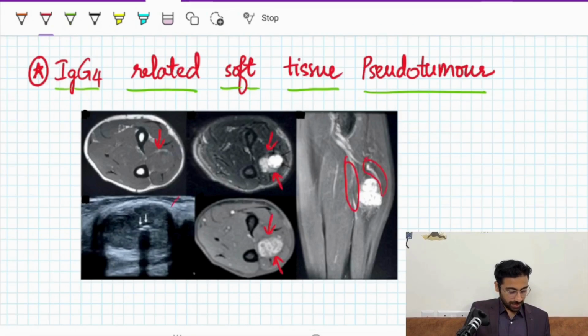Also, I was very interested in this case and I ended up doing an ultrasound. While doing an ultrasound, I saw that there was an intramuscular lesion. It showed calcification, as you can see here. So it was very much a soft tissue tumor. There was no doubt, and the OT was planned for tomorrow.